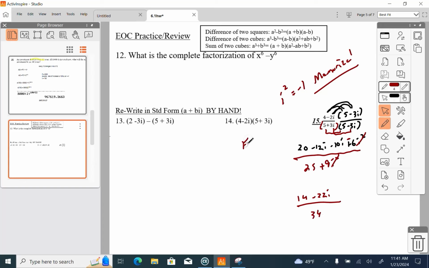Now the form here is a plus bi. So I got to think about this as 14 over 34 minus 22 imaginary parts over 34. And these are even, divisible by 2, that'd be 7 over what, 17? Yeah, sounds right. Both even, 11 over 17. Final answer.